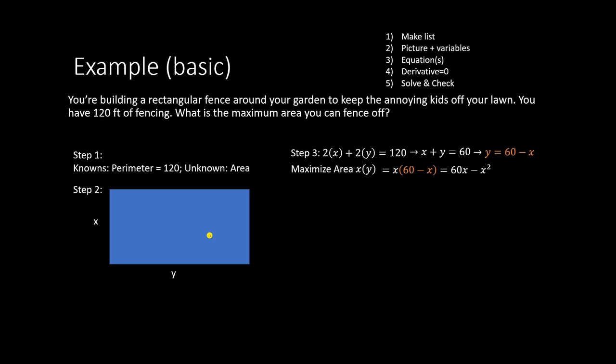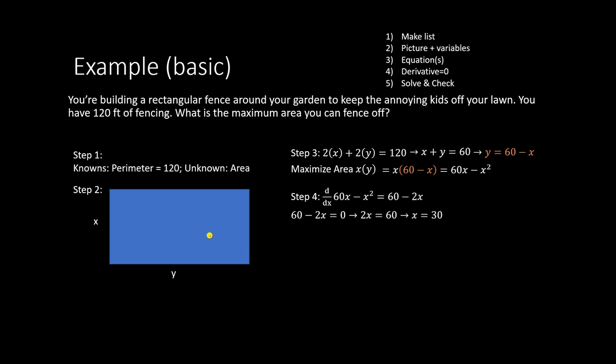The next step is to take the derivative. Doing that using the power rule gives, now on a new line, we set it equal to 0. Always do this on a new line. So 60 minus 2x equals 0. We can add 2x to both sides and divide by 2 to get x equals 30.